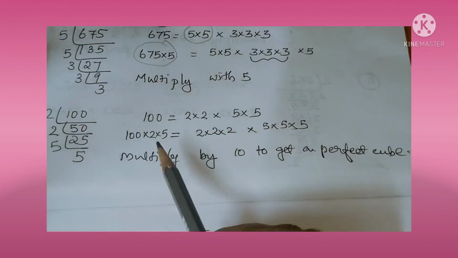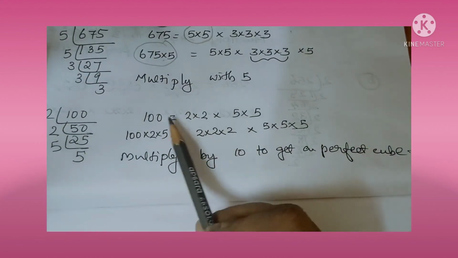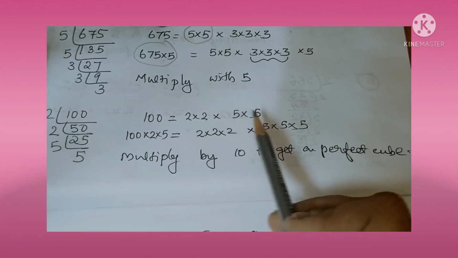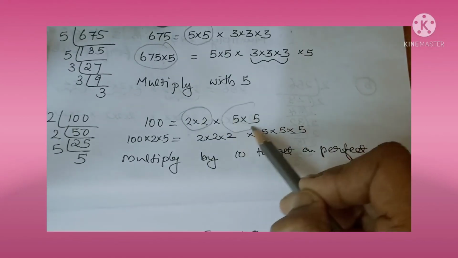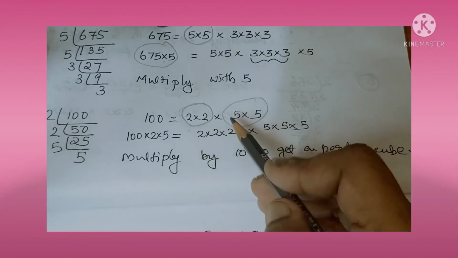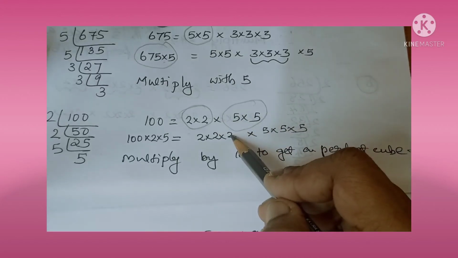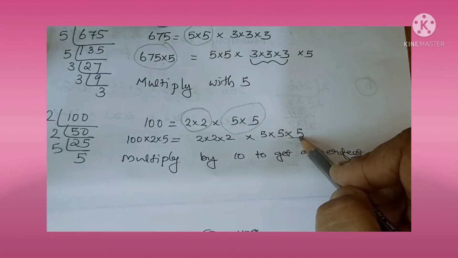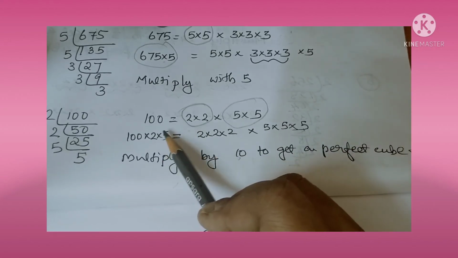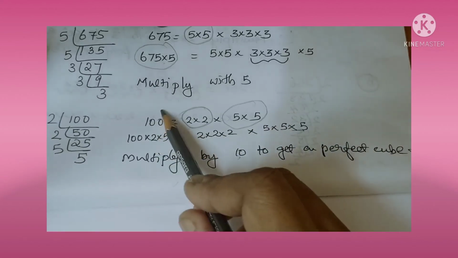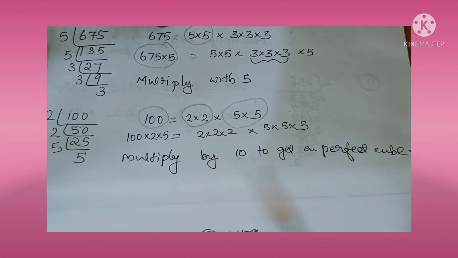Then 100, as we already discussed, 100 is 2 into 2 into 5 into 5. But this contains only 2 5s and 2 2s. So we want to multiply by 1 2 and 1 5. That means 1 2 and 1 5 means 2 into 5. So we want to multiply 100 by 10 to get a perfect cube.